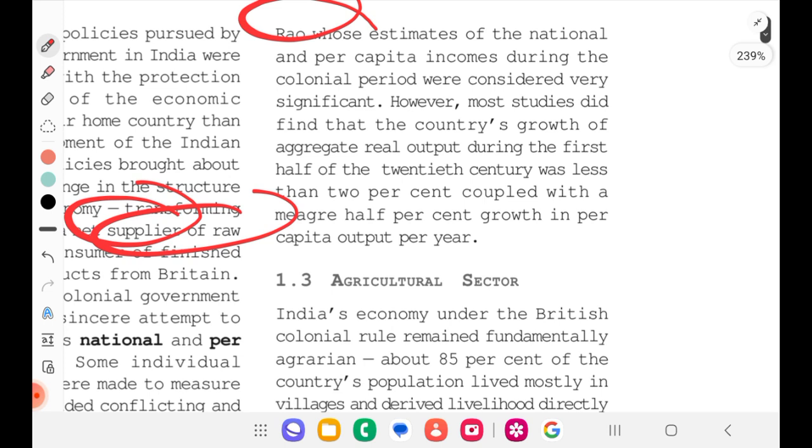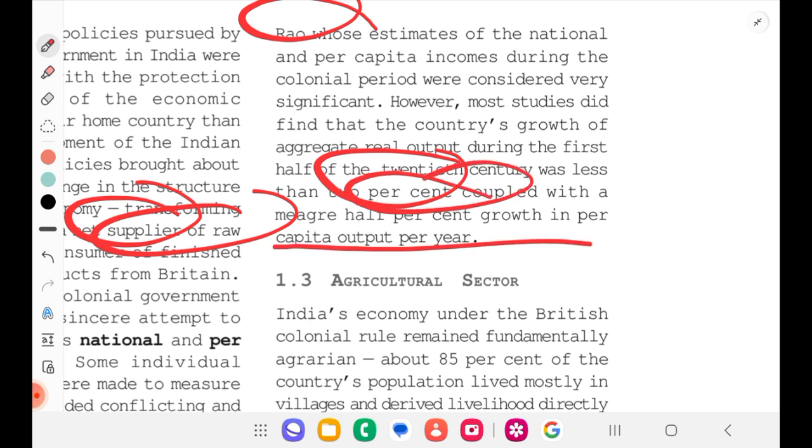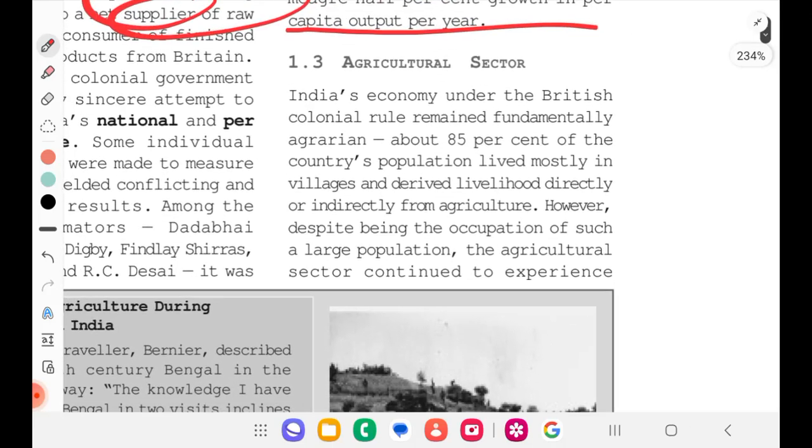However, most studies did find that the country's growth of aggregate real output during the first half of the 20th century was less than 2%, coupled with a mere 0.5% growth in per capita output per year. Agriculture sector.